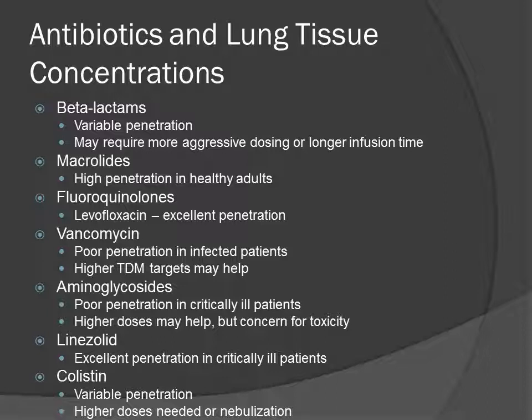But then we also see that there's some that don't have as good penetration. Aminoglycosides have poor penetration in critically ill patients. Colistin has variable penetration. We usually only use that if we've got super multi-drug resistant stuff. And beta-lactams have variable penetration and may require more aggressive dosing or a longer infusion time, which is why you might see Zosyn 4.5 grams being used every 6 hours or maybe even every 4 hours for patients who are really acutely ill. But when you get up to doses that high, you start to worry about neurotoxicity and seizures.